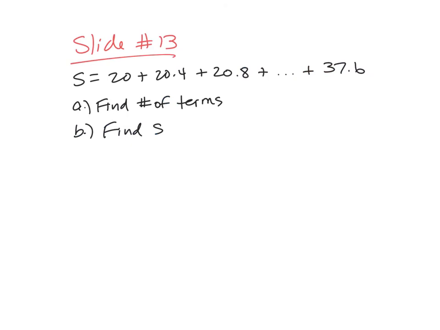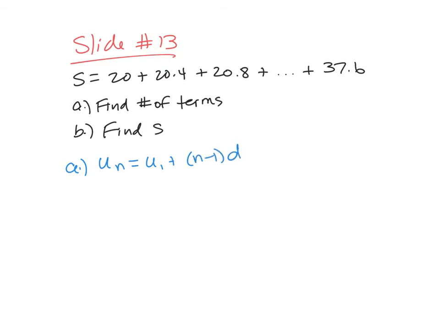Okay, slide 13 on yours looks slightly different from this, but this is the gist of it. We have a series. Remember, a series is what you get when you take the terms of a sequence and you add them together, okay? So letter A asks us to find the number of terms. Since I know the first term and the common difference, I'm going to use the formula for the nth term. So u sub n is the first term plus n minus 1 times our common difference.